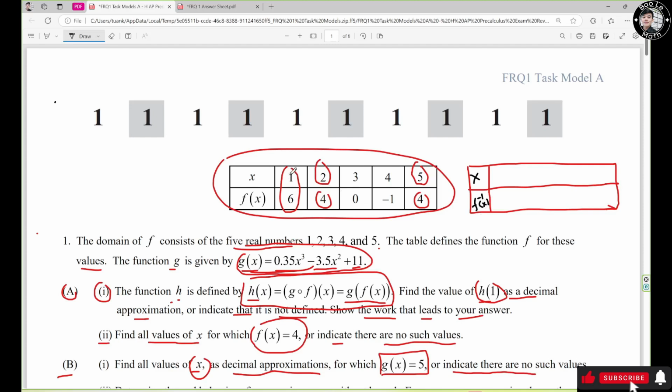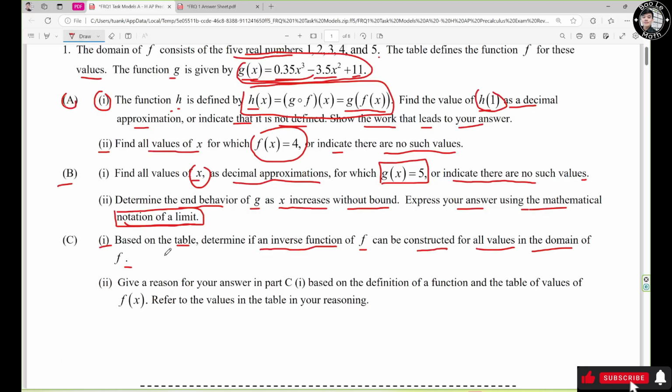Alright, you just flip s and y right here, right? 1, 6 becomes 6, 1. Alright, 2, 4 becomes 4, 2. 3, 0 becomes 0, 3. 4, negative 1 becomes negative 1, 4. 5, 4 becomes 4 and 5. Alright. Now to answer this question, you just copy this one down. An inverse function of f cannot be constructed for all values in the domain of f.